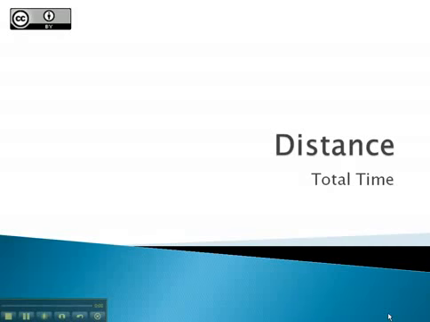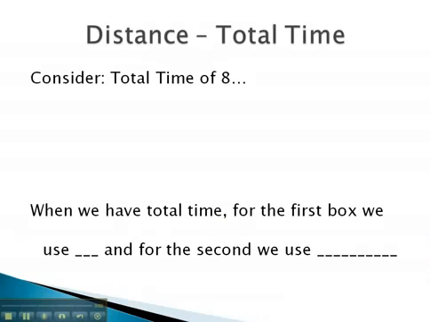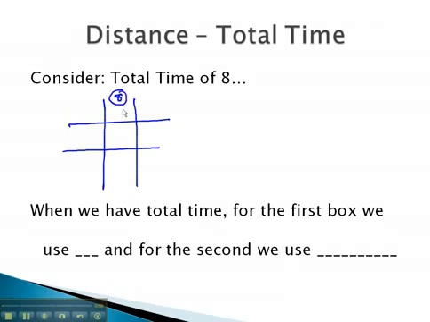In this video, we will take a look at finding distance when we're given the total time of a trip. If I had a total time of 8 for a trip, and it took me 2 hours to go the first leg, to find the second leg, you would simply subtract 8 minus 2.